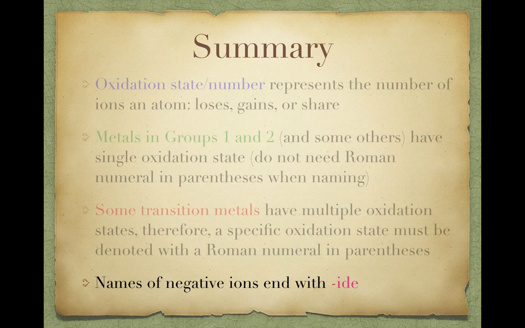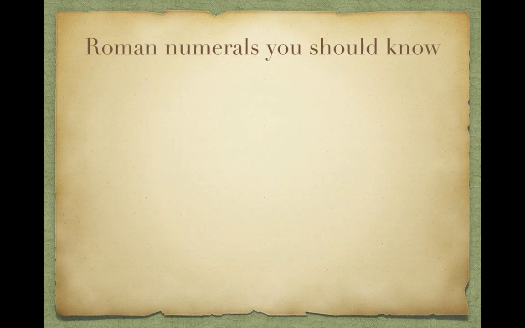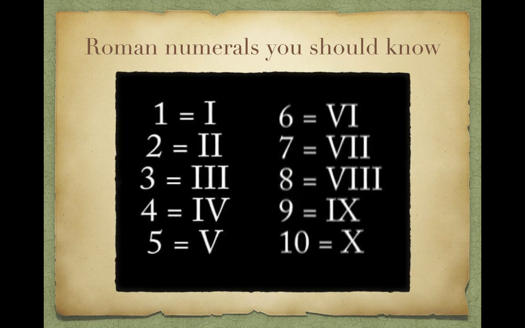And names of negative ions, remember, have to end with IDE. Okay, so here's a list of Roman numerals for you, 1 through 10. You should all know these numbers. Which one is 5, which one is 4. Notice 4 and 6 are just kind of flipped around. And I want you to know these Roman numerals by heart, just by looking at them.